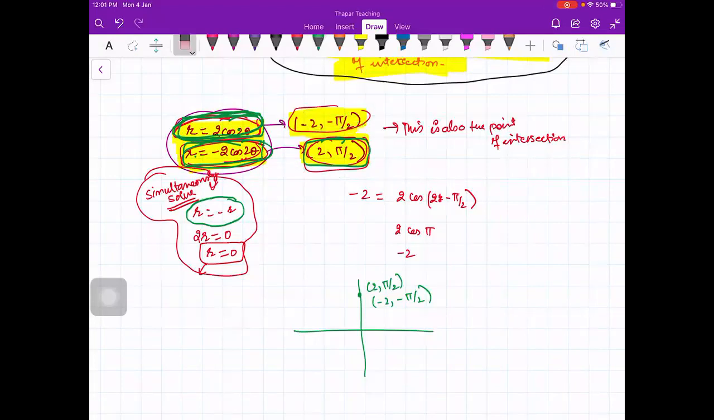Okay, let me explain. You see, minus 2 comma minus pi by 2 lies on the first curve, right? On the second curve, minus 2 comma minus pi by 2 doesn't lie on the second curve, right? But the same point has another name, and with that name it satisfies this curve. So it means that location wise, this point is on both the curves but with different names.